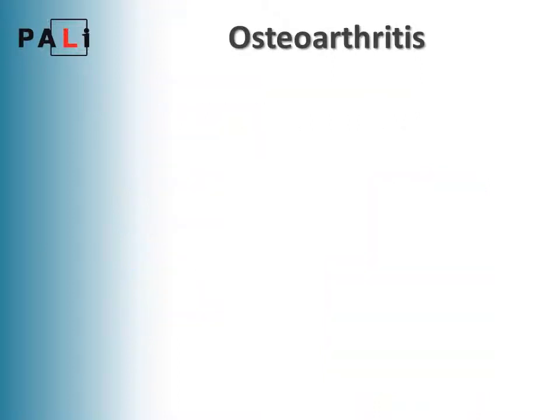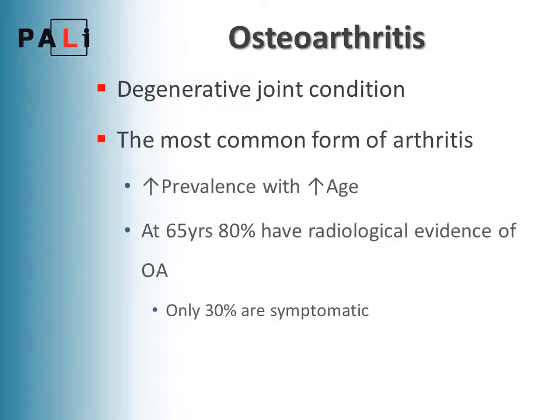Now I'm going to move on to look at osteoarthritis to start with. This is an exceptionally common degenerative joint condition, the most common form of arthritis. As we all get older, there's increased prevalence of osteoarthritis, and in fact 4/5 of us, 80%, have radiological evidence of osteoarthritis by the time we're 65. But it's important to remember that only 30% are symptomatic. So despite having radiological evidence, not everyone will need treatment, or in fact will present with it.